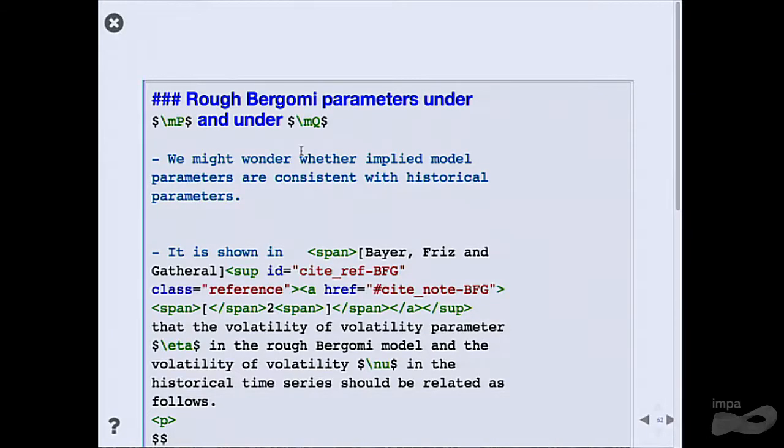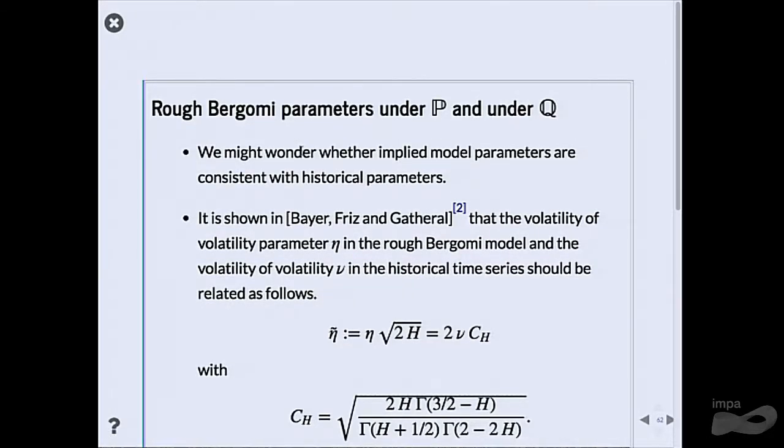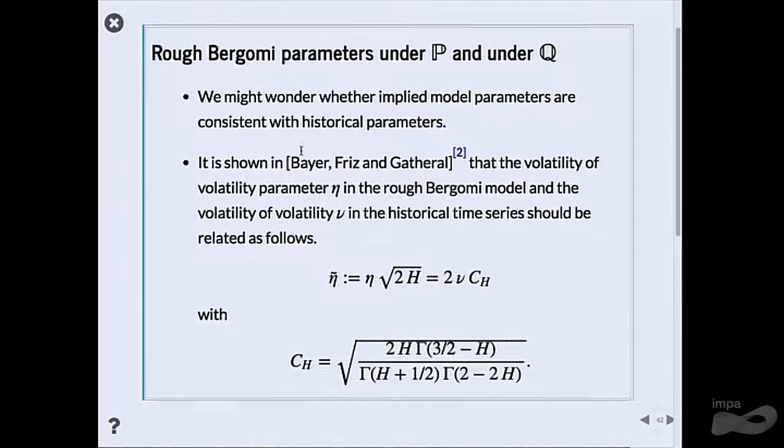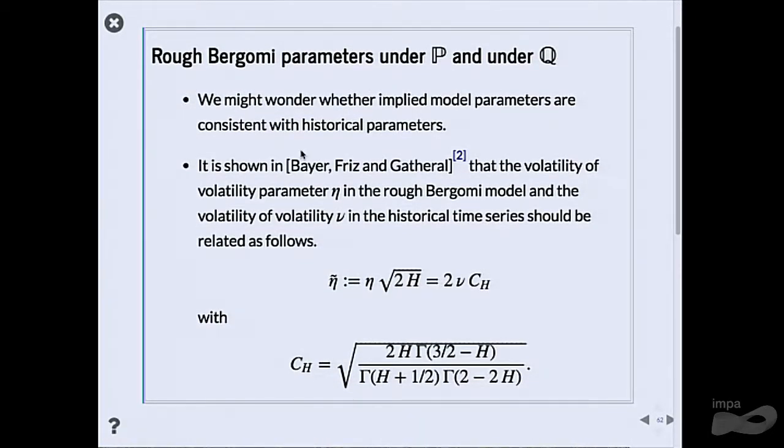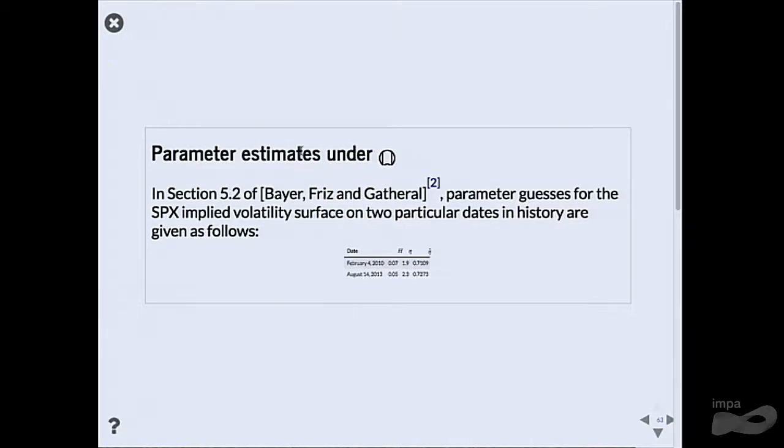Now, you might wonder whether implied model parameters are consistent with historical parameters. I mean, certainly this has been a recurrent criticism of classical stochastic volatility models, that the implied parameters are totally different from the historical ones. And it turns out for this model, they are similar. Right, so we can go do the calculation here from our pricing paper. Here are two sets of parameters.